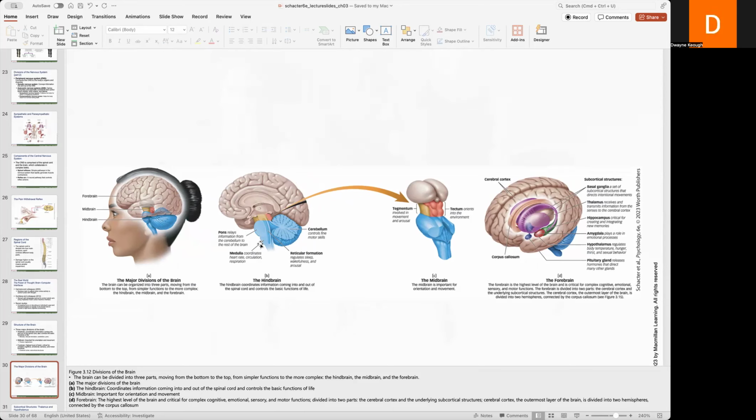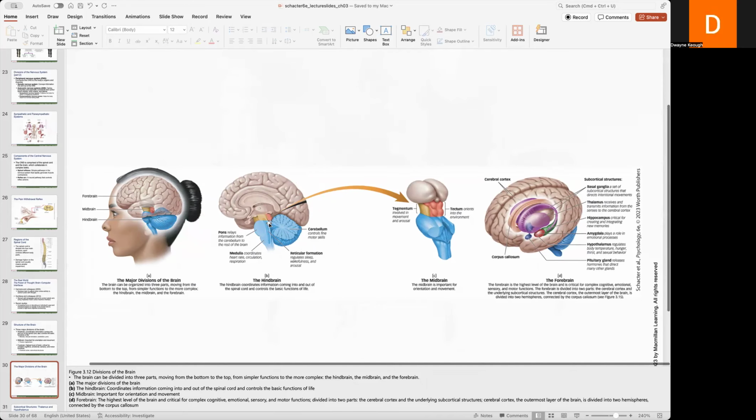You can see the medulla, which regulates our heart rate. The pons is relaying information to the cerebellum and to the rest of the brain. The cerebellum controls fine motor skills. And the reticular formation is responsible for consciousness. If this was actually damaged, you'd be permanently unconscious.